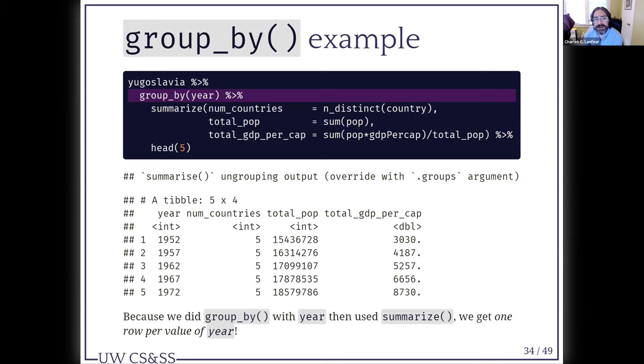You'll notice because I grouped by year, I get one row for every year in my data set. So this makes my summarize no longer produce a single row, but one summary for everything I grouped on. So we see there were always five countries every year in Yugoslavia, but the total population was steadily growing across all these years, and so was GDP per capita. This is like pivot tables in Excel. You can kind of group on something and perform summary calculations across your data.